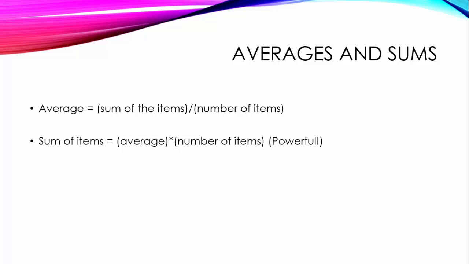For example, if we add or subtract one item from a set, we can easily figure out how that changes the sum, and that can allow us to calculate the new average. Also, if we are combining two groups of different sizes, we can't add averages, but we can add sums.